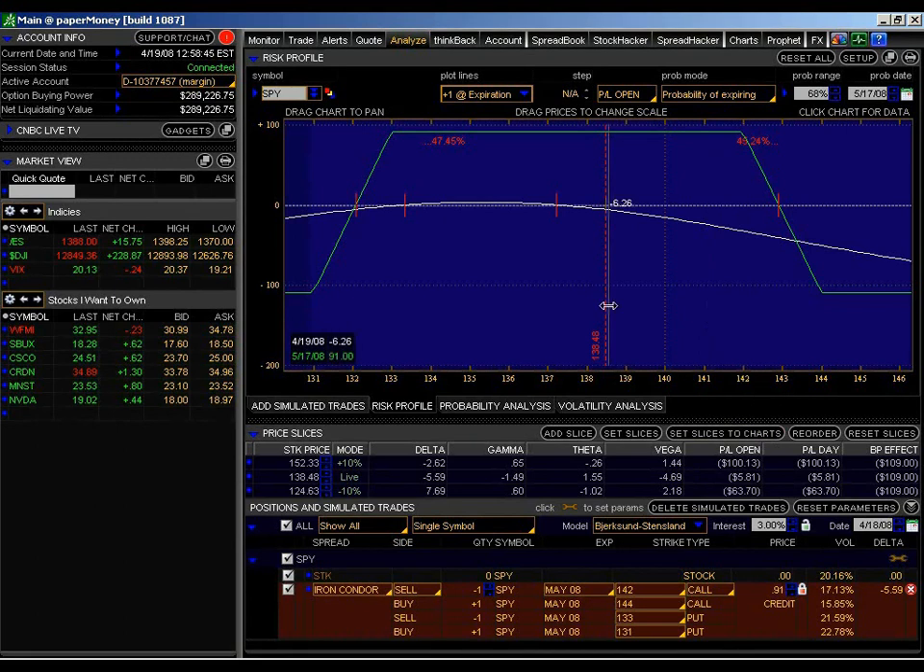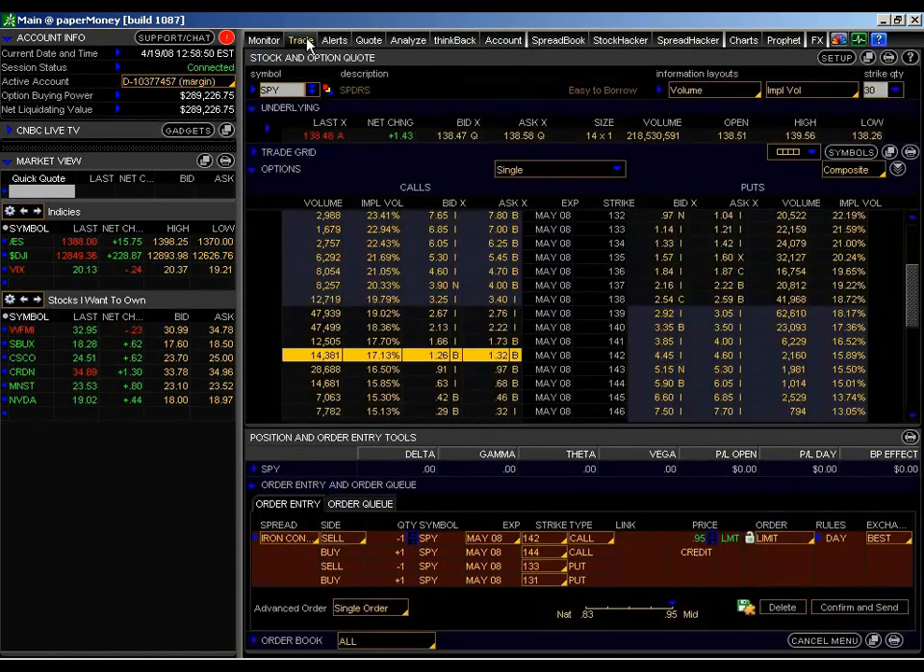Well, it happens because of the spread. Let's go back to our trade tab here for a second. The bid and the ask has a spread on it. It could be a penny, 2 pennies, 3 pennies, 4 pennies, it could even be 5 pennies per contract. What you do is you're selling at the bid, and you're buying at the ask.